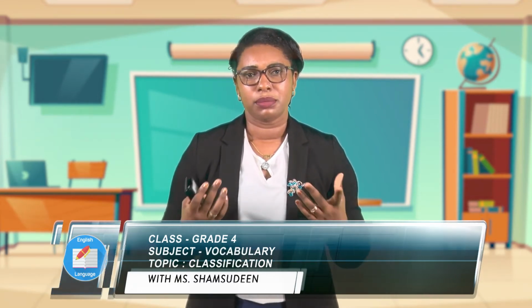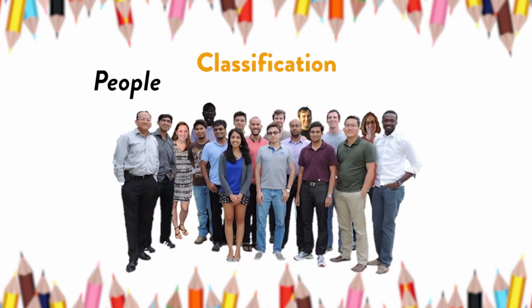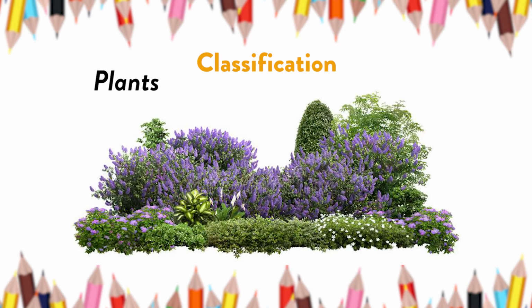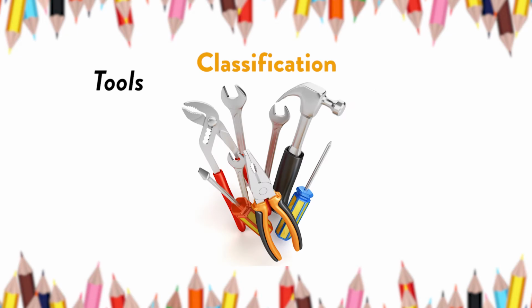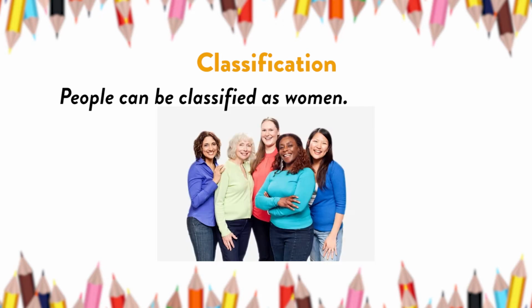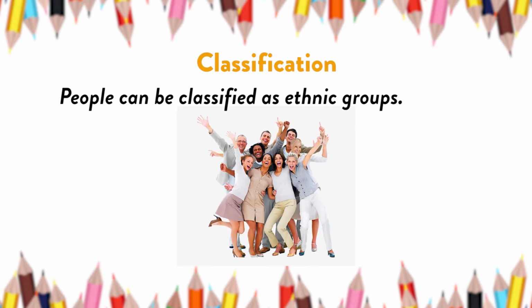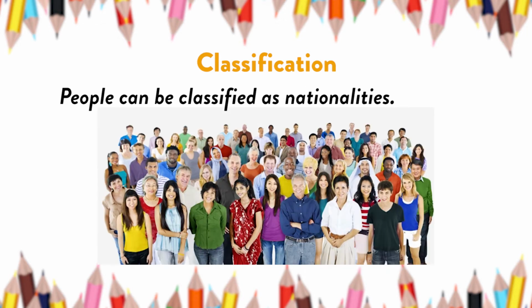Now, some other classifications or groups that we can use are people, plants, and tools. So remember, we have different kinds of people. We have men, we have women, we have children. We have people belonging to different ethnic groups. We have people of different nationalities. But the fact is, we're all people. And so we will fall under the group called people.